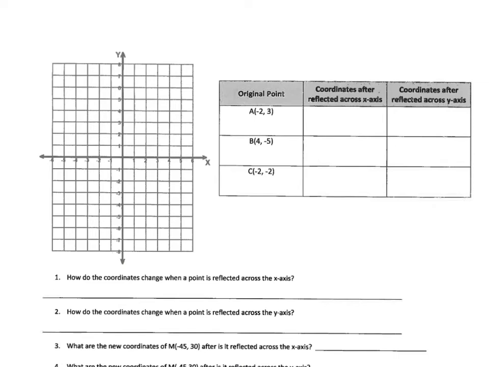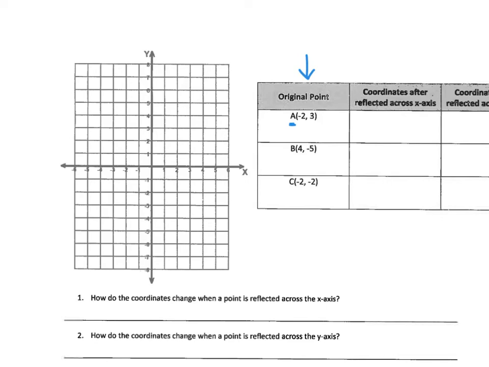Okay guys, we're going to start out back here. We're going to fill in this table at the top. So I give you the original point in the first column. You're going to reflect point A across the x-axis, and you're going to write what the new ordered pair is here. And then in the third column, you're going to go back to your original point and reflect it over the y-axis, and then write the ordered pair in this third column. Okay, let's do the first one together, and then I'll let you do the other two on your own.